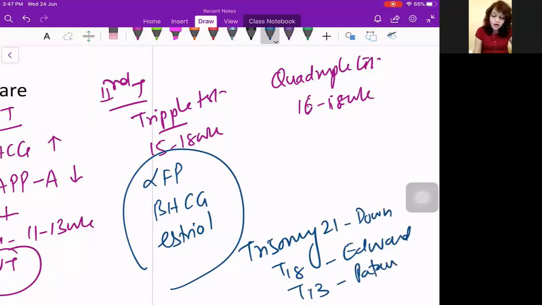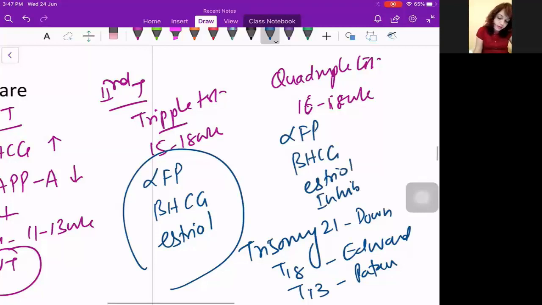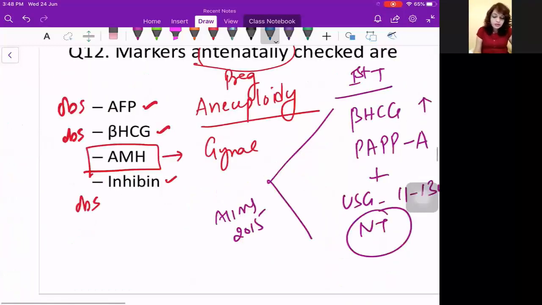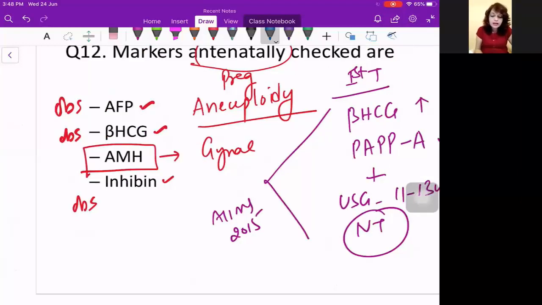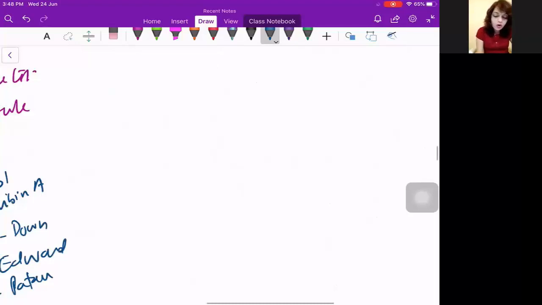Okay. In the quadruple test, apart from alpha-fetoprotein, beta-HCG, and estriol, there is a fourth marker, which is inhibin A. So these are the markers done in the antenatal period for aneuploidy. Here, alpha-fetoprotein, beta-HCG, and inhibin are the antenatally checked markers. Now talking about anti-Mullerian hormone.